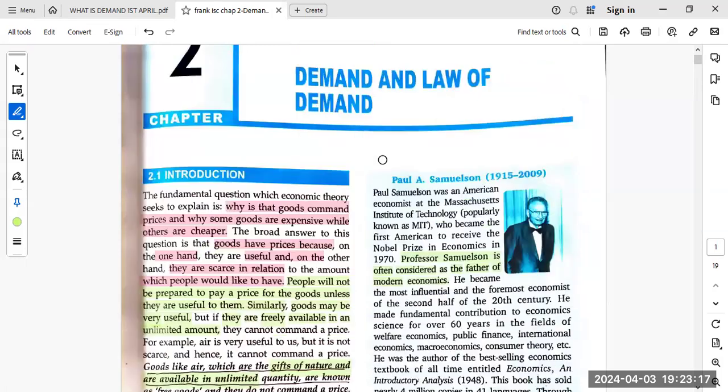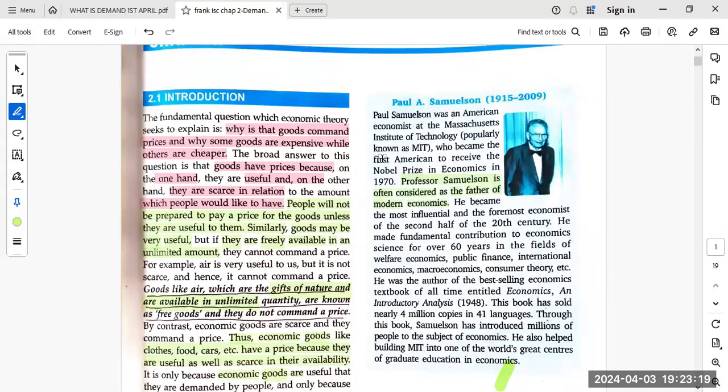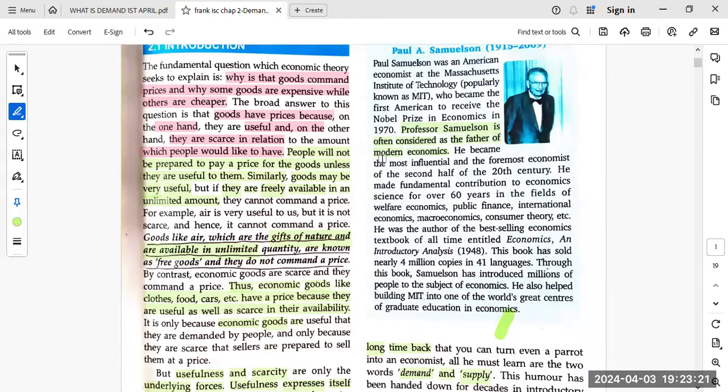So this is the book here. I mean, the book which you are following. I just now explained the same thing, that goods like air, which are free gifts of nature and are available in unlimited quantity, are known as free goods. Now here from the book, you can get this thing: what are free goods?